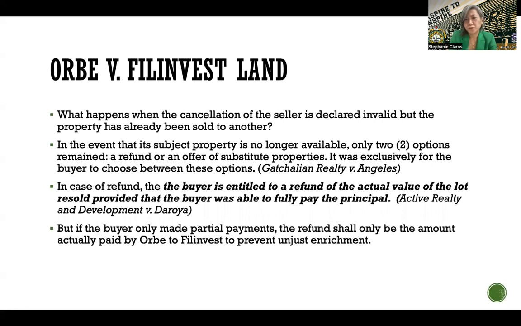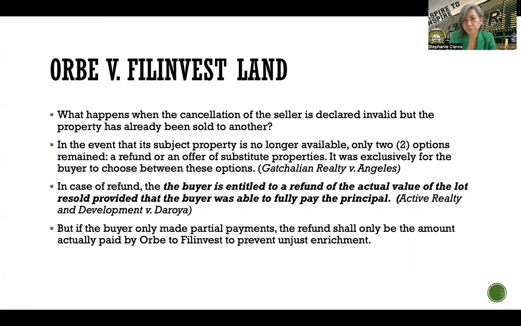So what happens when the cancellation is declared invalid, but the property is already sold to another? So in that case, guys, two options. There can be a refund or an offer to substitute properties. And it is exclusive to the buyer to choose between these two options.